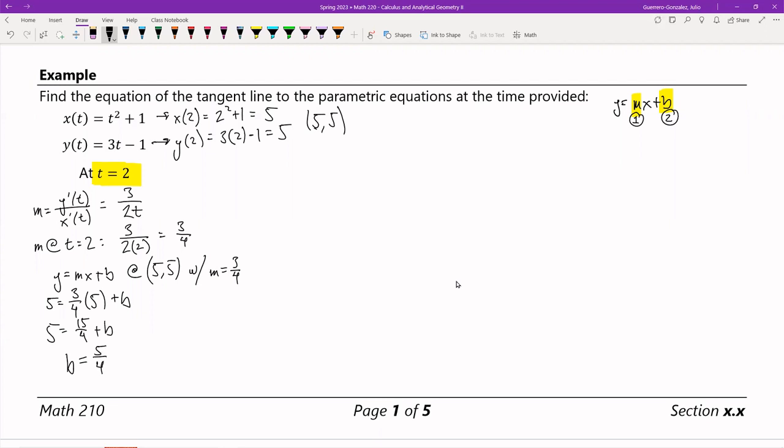So the equation of my tangent line is going to be y is equal to 3 over 4x plus 5 over 4. And we are done.